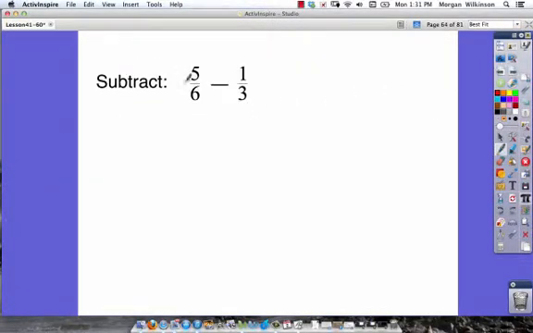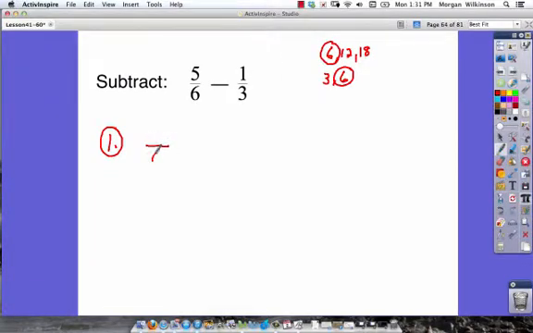Okay, let's go ahead and look at 5/6 minus 1/3. Step 1 is shape. So if we want to find the right shape, we've got to find out what our least common multiple of 6 and 3 would be. For 6, we have 6, 12, 18. And for 3, we have 3, 6. Oh, we can stop there because we found out what our least common multiple is.